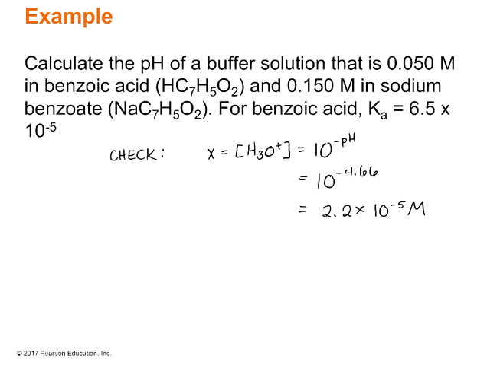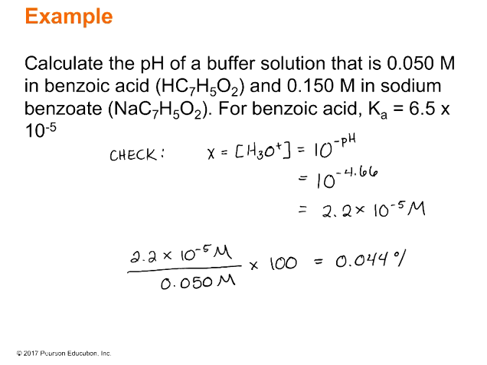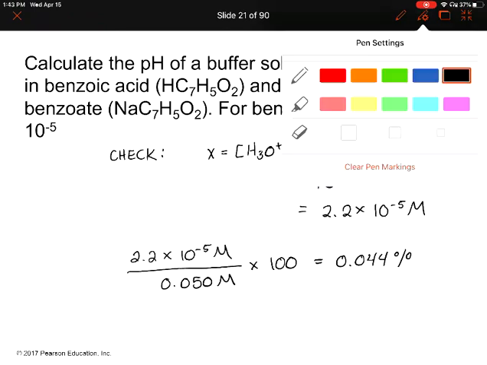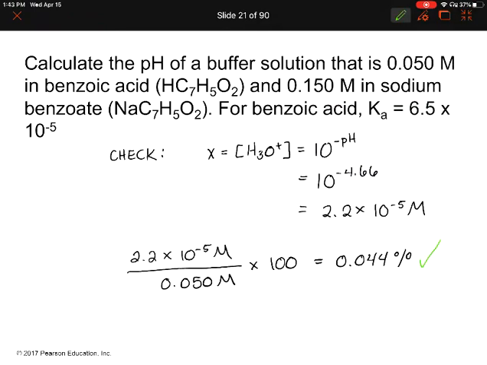So let's compare that to our original acid concentration. That was 0.05. And then we'll multiply that by 100. And we should get 0.044%. So that means that our approximation is valid, and that means that our pH is 4.66.